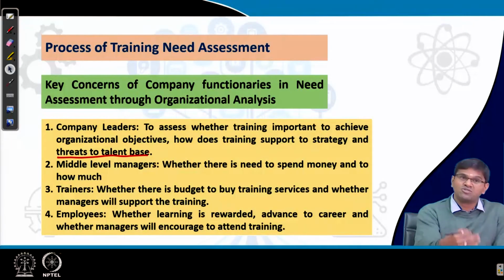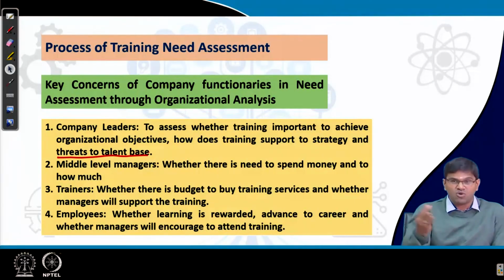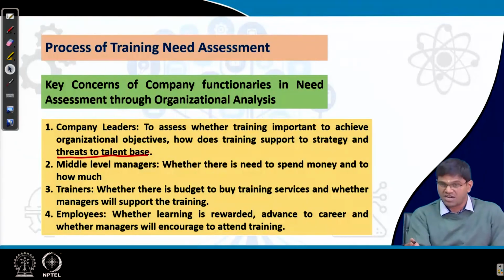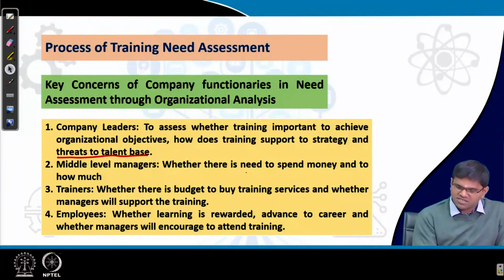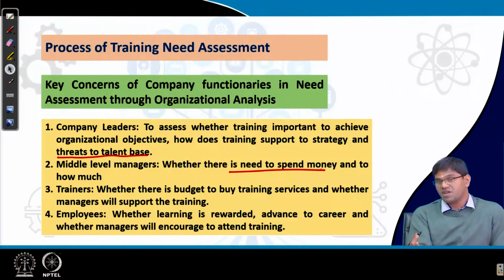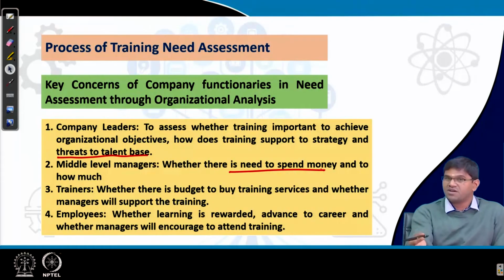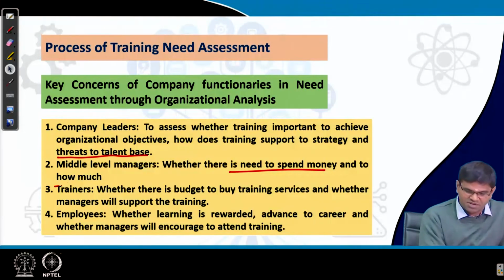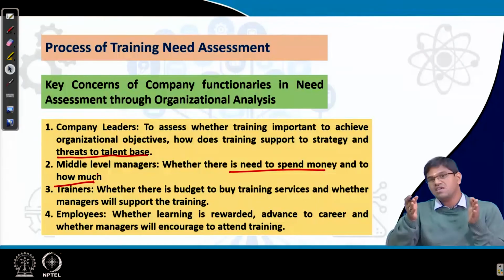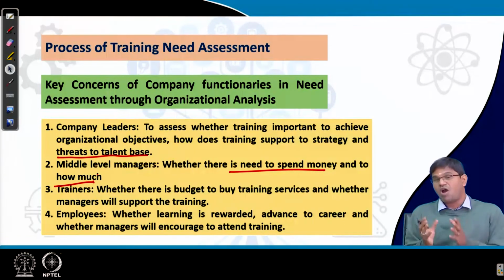Once top management has looked at the relevance of the training to the goal and to the strategy, now comes the mid level manager. Where there is a need to spend money, and yes, this is very important, you need to spend money to train the employees, then how much can I spend? I should look at the financial viability: is there a need, and if yes, how much can I spend?